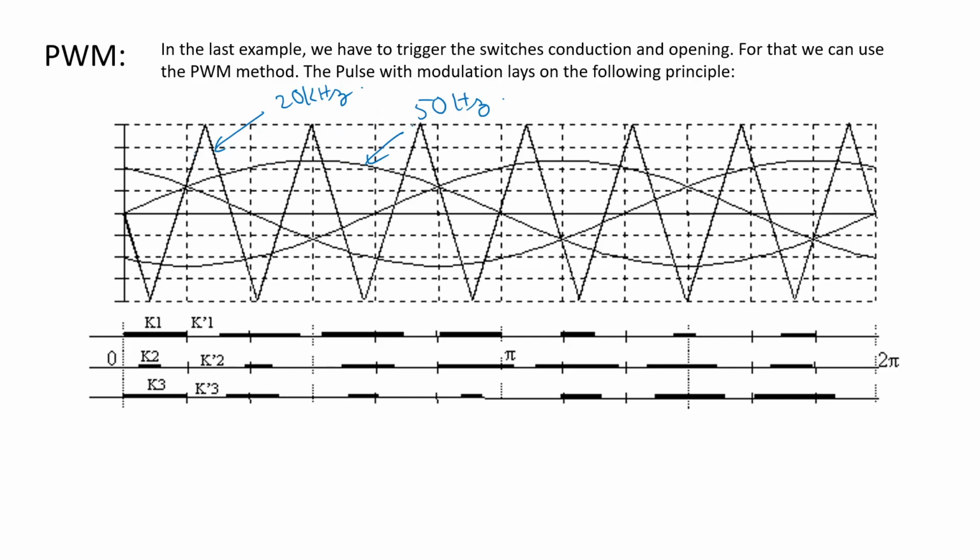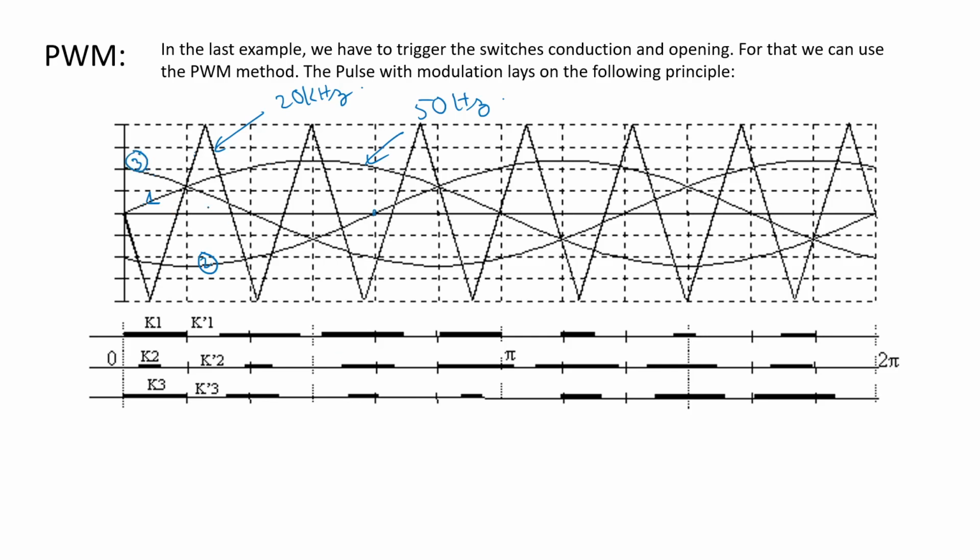Anyway, what I want to say is the frequency range for the sine waveform is small, but the frequency range for the triangle signal for PWM technology is high. And then when we do the comparison, let's call this one 1, this one 2, and this one 3.